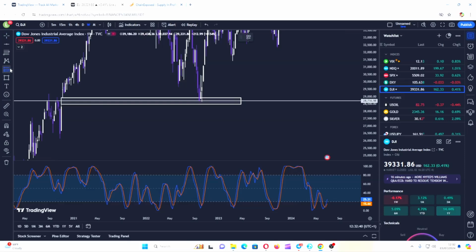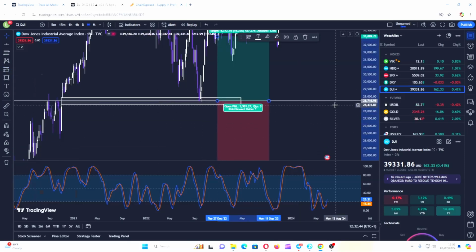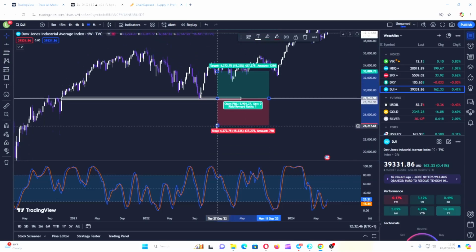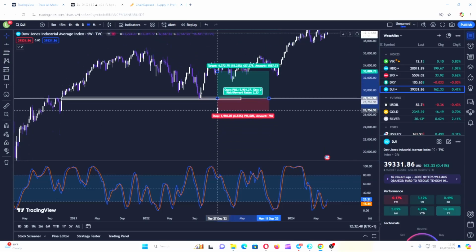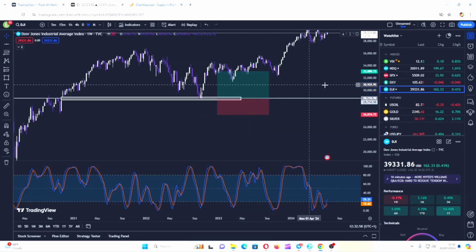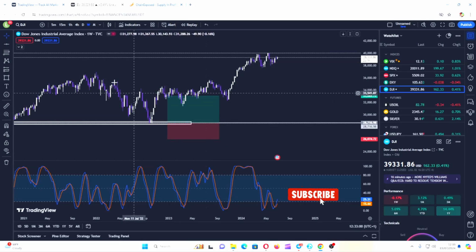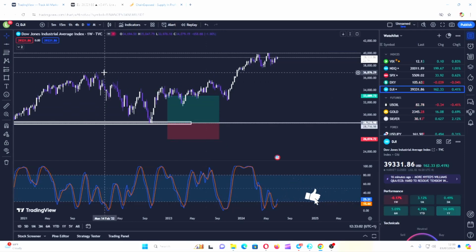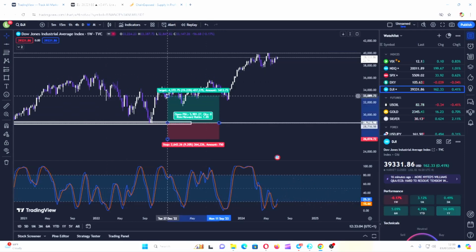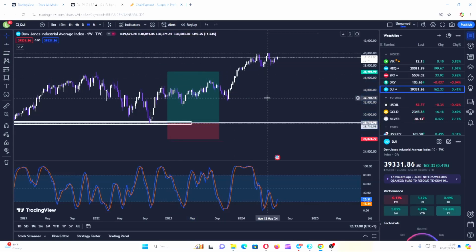I'd have then gone long at this area. I'd have put my stop, a lot of people like to, you can either put it underneath the gap there or underneath this last swing point, which will probably be around there. And then you're going to be looking at this liquidity here to take out.